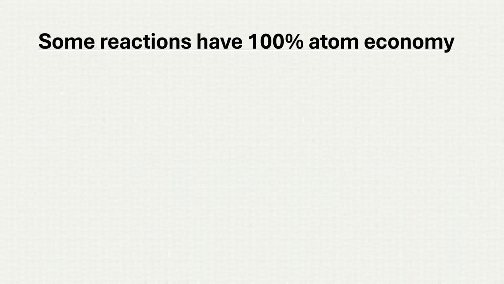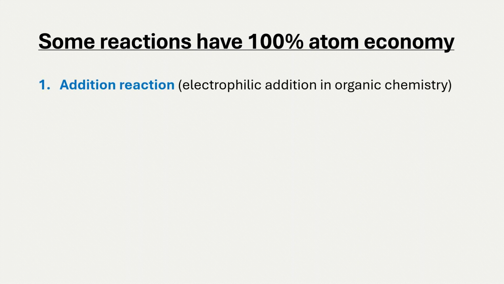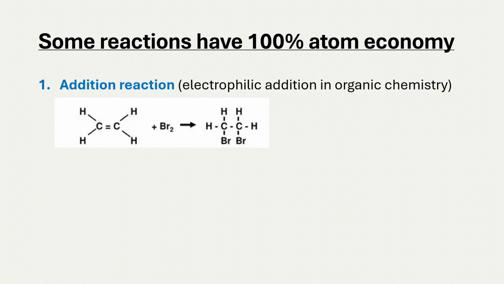The higher the atom economy, the better the efficiency of the reaction. But there are some reactions that have 100% atom economy. The first one is an addition reaction, which deals with alkenes or alkynes that are unsaturated, containing a C to C double bond or C to C triple bond. When those multiple bonds break to add two or more new atoms, it's called an addition reaction, where we get 100% atom economy.